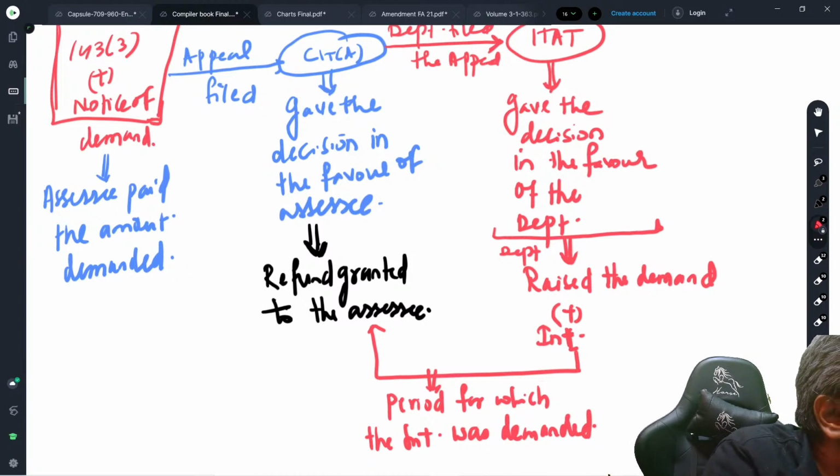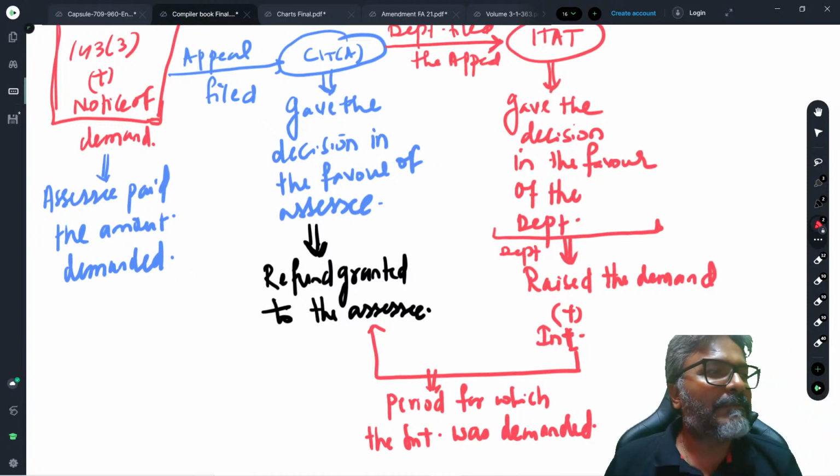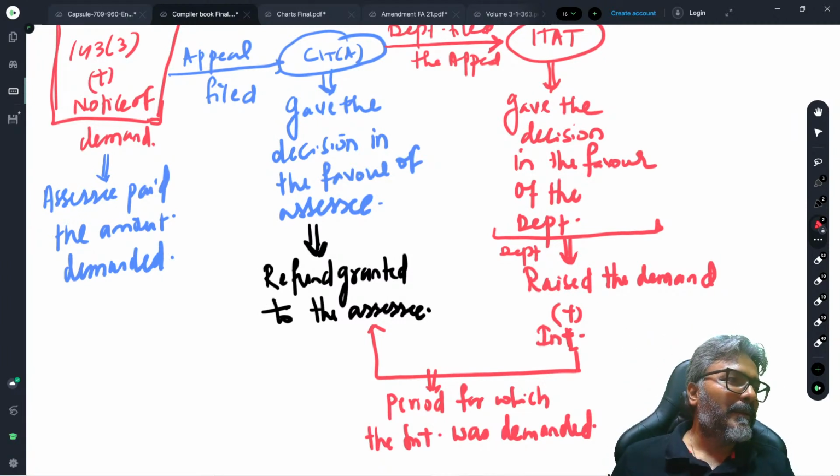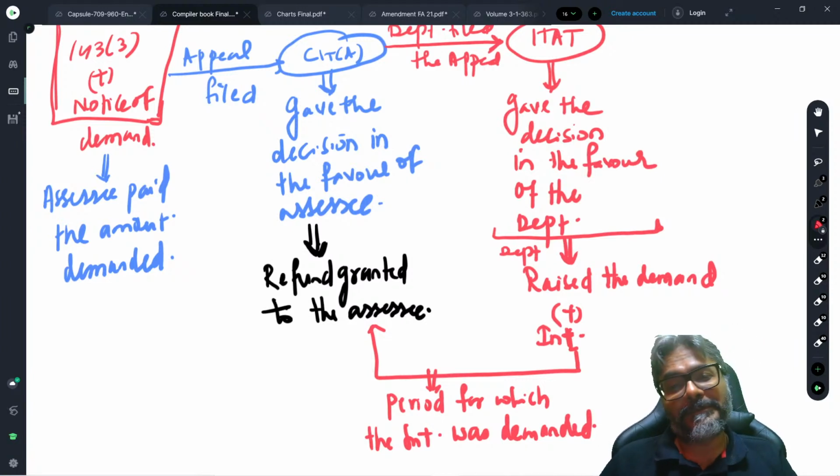So let's start with this analysis now. What do you think, is the period for which the interest was demanded justified or not? Is it justified? The period for which the refund is demanded? And the Supreme Court said no.